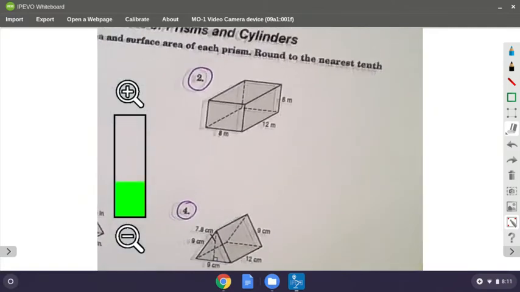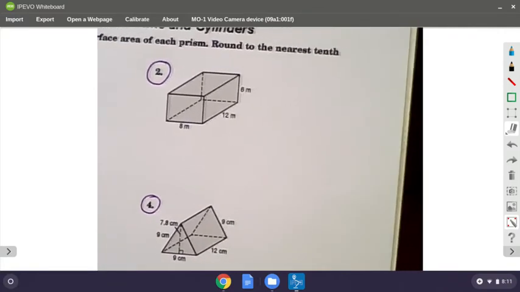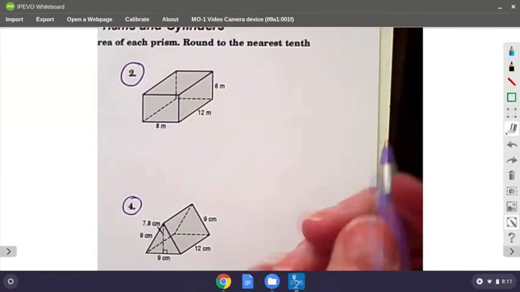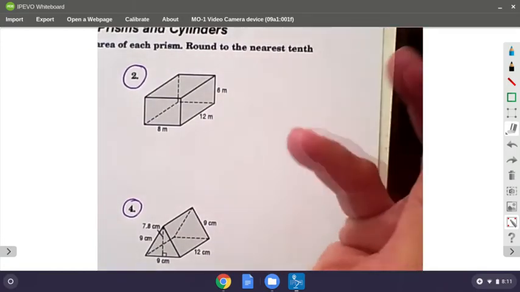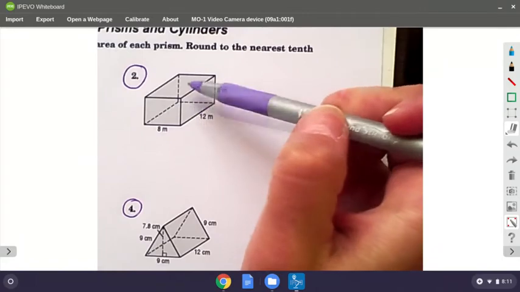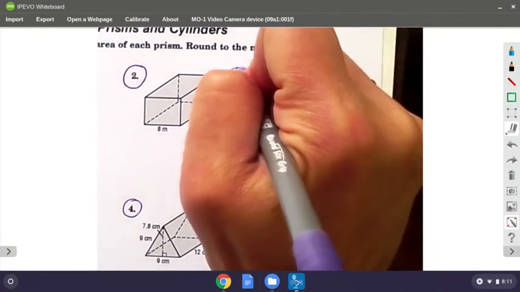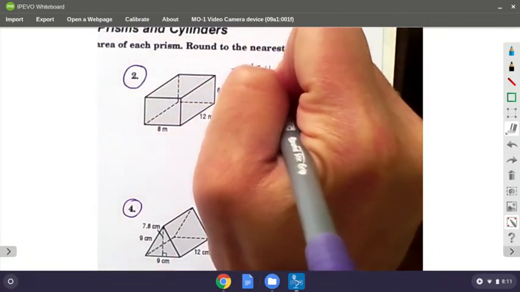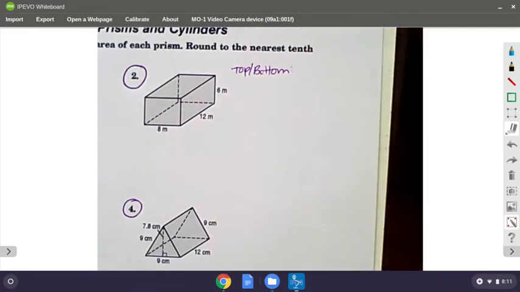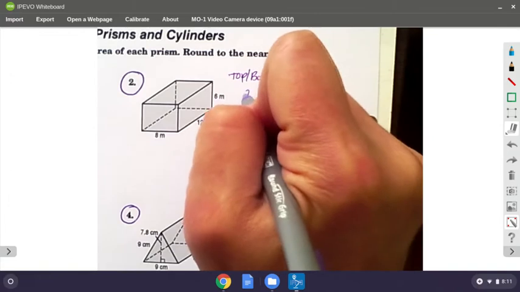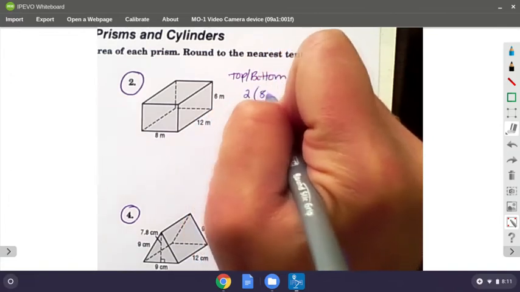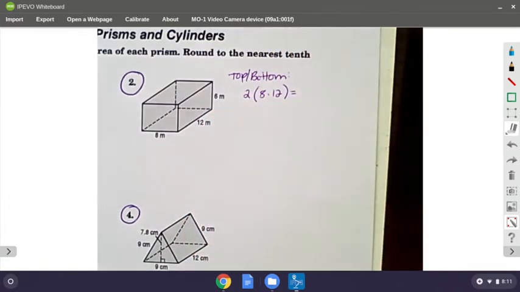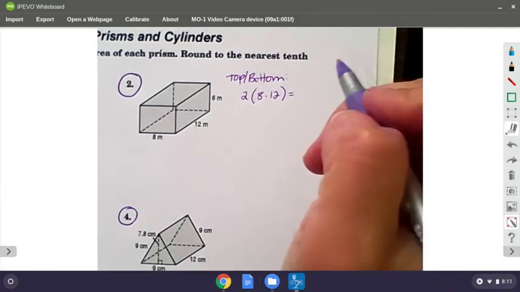So first I'm going to do this rectangular prism. I like to label and organize my work pretty well. So I'm going to say the top and the bottom are going to be the same. So I like to label top, bottom. The top and the bottom are rectangles that are 8 by 12. So you can just do length times width, 8 times 12, and then multiply by 2. So it's going to be 2 times 8 times 12. 8 times 12 is 96, times 2 is 192.